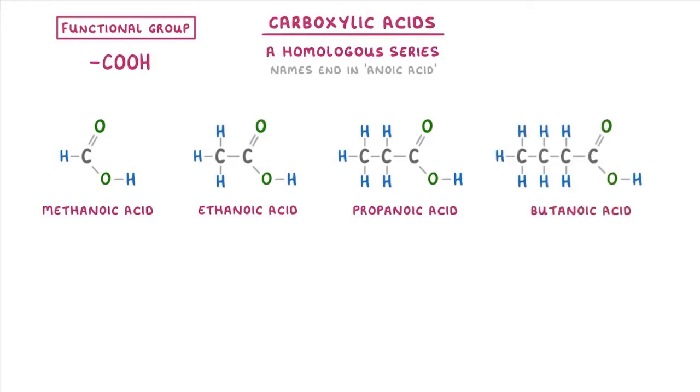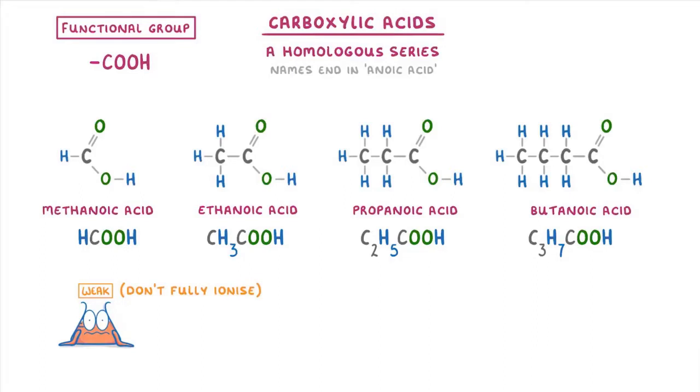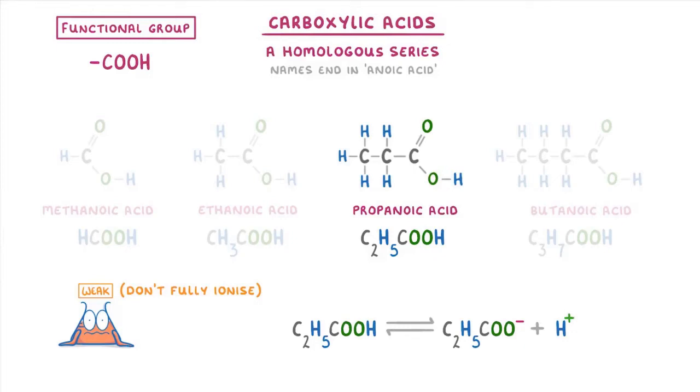And one thing to remember is that when you write their formulas, you should always put the COOH group together at the end, like we have here. As you can probably tell from their names, these are all acids, and so they react like any other acid. However, they are all weak acids, so they don't fully ionize, which means that the carboxylic acid molecules don't all release their hydrogen ions. Because of this, we show their ionization with equations like this, with an equilibrium arrow between the full acid on the left and the ionized version where it lost its hydrogen on the right.